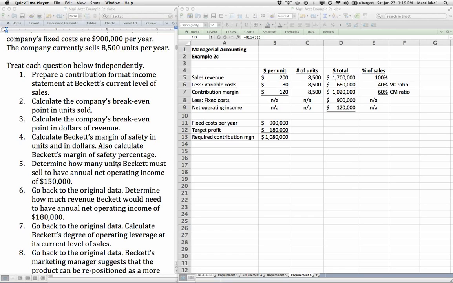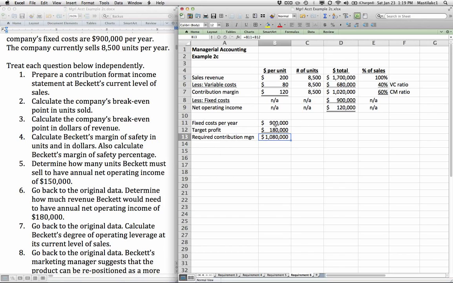Instead of determining our total sales volume measured in number of units, we're now determining our sales volume measured in dollars of revenue. We can take the same basic approach we did before, which is taking our fixed cost and using the shortcut formula approach, just add our target profit to get to required contribution margin of $1.08 million. But instead of dividing that required contribution margin by the CM per unit like we did in requirement 5, we're now going to divide it by the CM ratio of 60%.